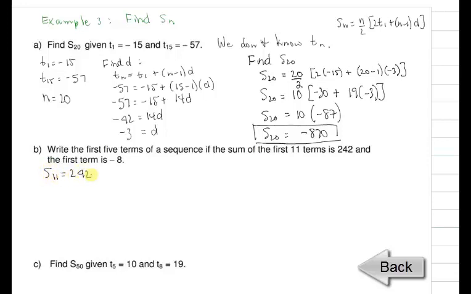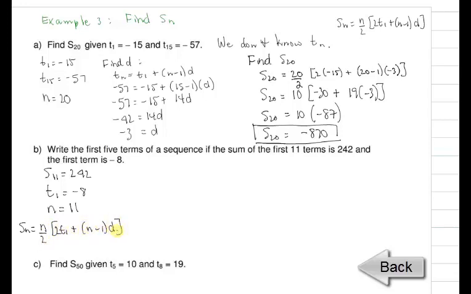242. We also know that the first term of our series is -8, and because we have the sum of the first 11 terms, we know that n equals 11. Now, if you take a look at this, we don't have t subscript n, so we're going to use our second formula. Okay, so the formula we're going to use is s subscript n equals n over 2 times 2t1 plus n minus 1 times d.